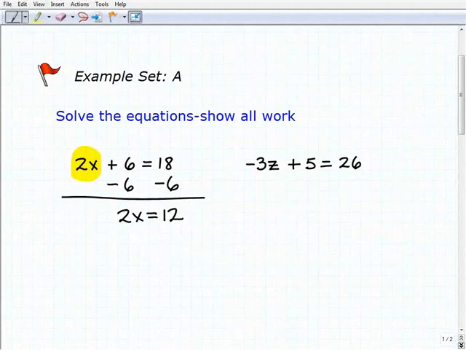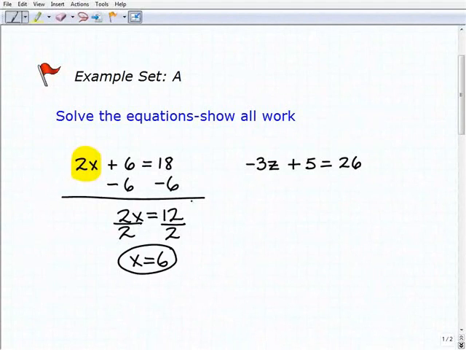The second step is basically to solve that basic one-step equation. So it's 2x equals 12. I'm going to use division to isolate the variable, which is x, and I get x is equal to 6. This is exactly all the work that you should be showing when you're solving your equation. Two steps: first, we subtracted 6 from both sides, and then we divided both sides of the equation by 2, and then we have our solution. That's it. So let's go on to our second problem.